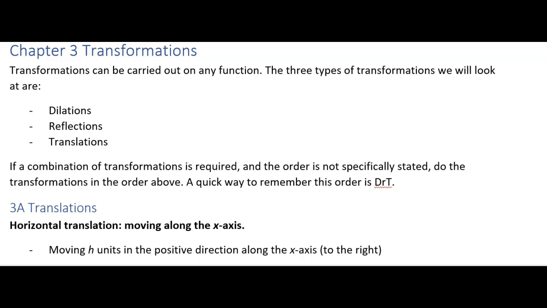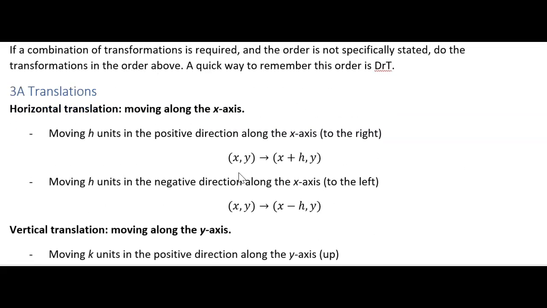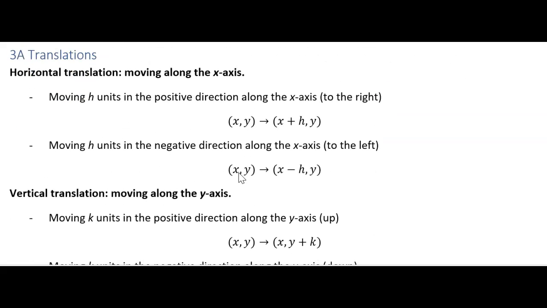Hi everyone, in this video we're going over transformations, specifically translations, which is 3A. But just quickly, transformations just means your graph, let's say a parabola, y equals x squared, can be dilated, so it can become narrower or wider. It can be reflected, so it can become a negative parabola and turn upside down, or translated, so it can move left, right, up or down. In this video, we're going to focus on just translation.